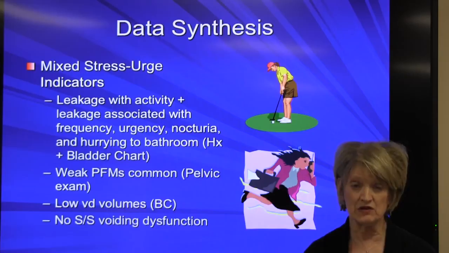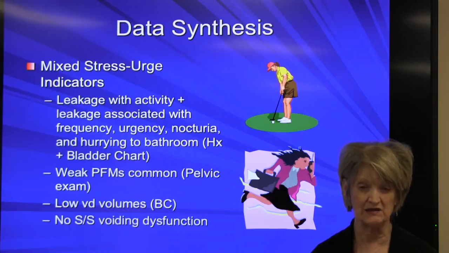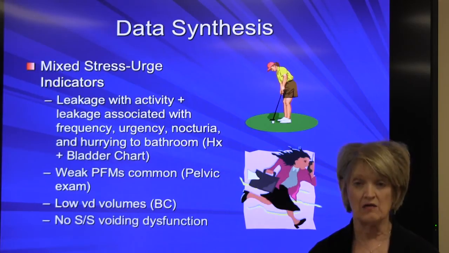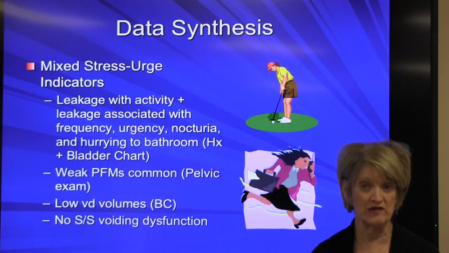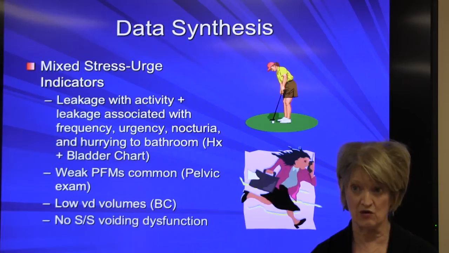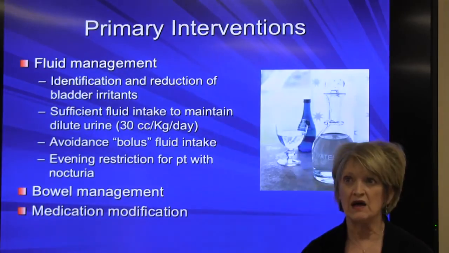When you do my physical exam, you're probably going to find weak pelvic floor muscles, so limited contractility, limited endurance. My bladder chart will show frequency and urgency and leakage and low voided volumes because I'm voiding so often. And again, when you screen for evidence of voiding dysfunction and retention, that's going to come up negative. So those are just some examples.